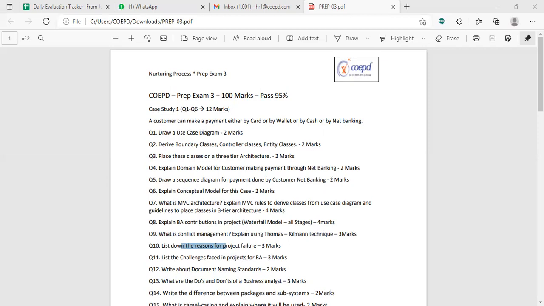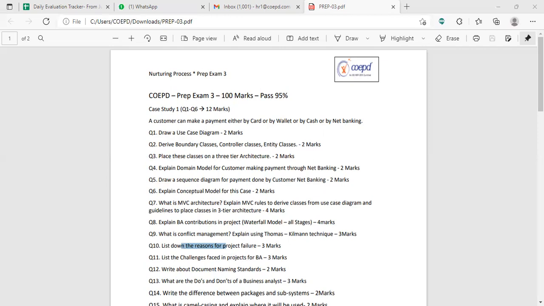The fourth one here talks about the domain model for a customer making payment through net banking. So you have to check what could be the domain model, and you have to explain and write in a paragraph what this domain model is all about.